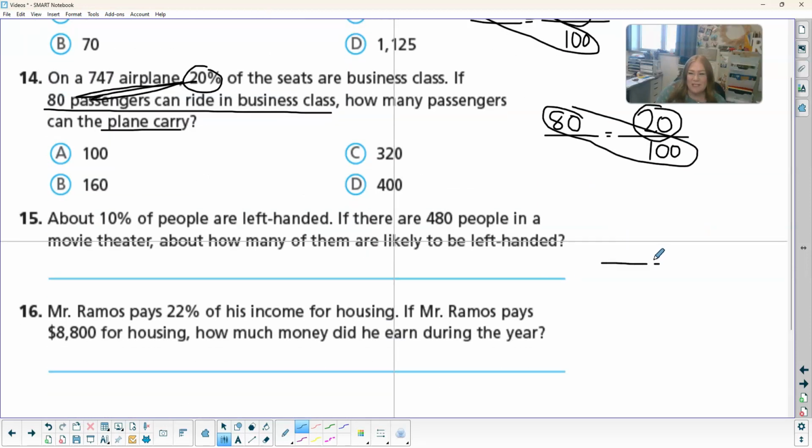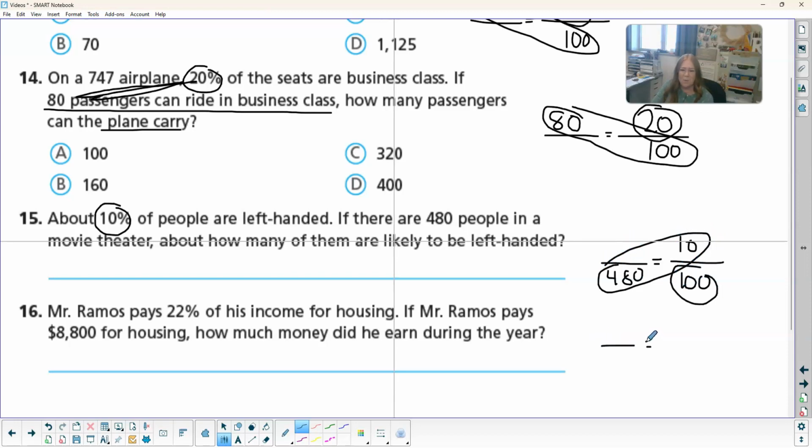Number 15. About 10% of the people are left-handed. So we're going to go 10%. If there are 480 people in a movie theater, about how many of them are likely to be left-handed? Oh my goodness, got a bell. Okay, so 480 is our total. There's going to be kids coming in. So we're looking for the 10%.